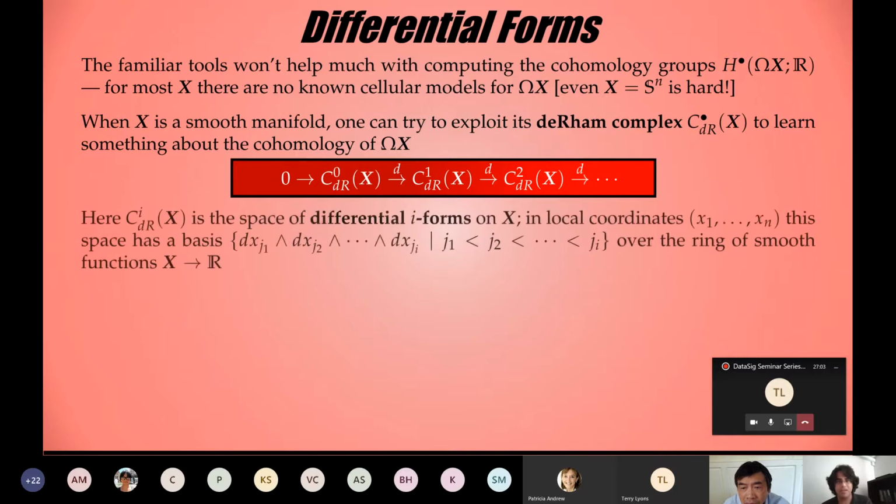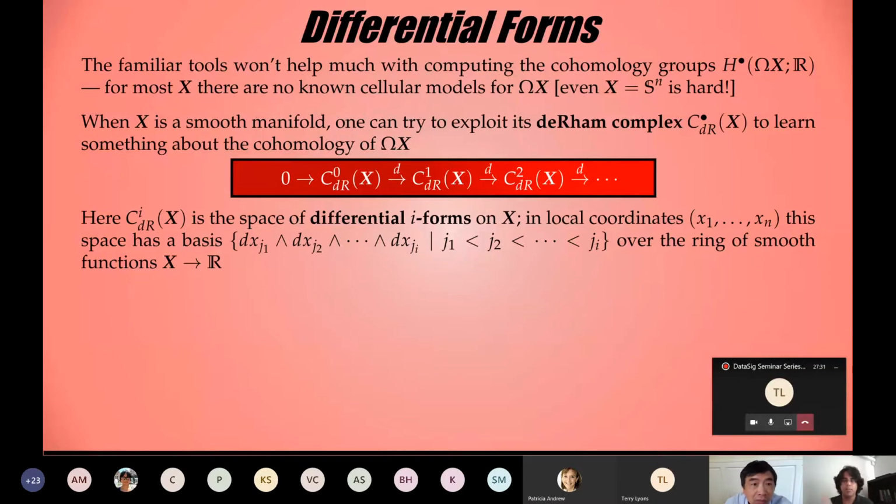So, well, what does that mean? The space of differential forms is these formal combinations of wedges. So if you have R^n, so the local coordinates are x1 through xn, then the basis of the i-th differential forms is dx_j1 wedge dx_j2 wedge ... dx_ji, as the j's increase. So this is just a formal graded algebra, graded by this i.